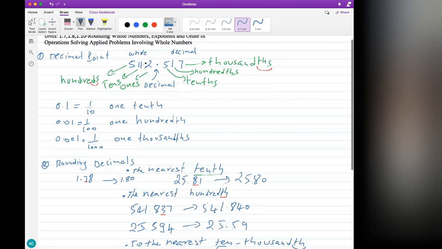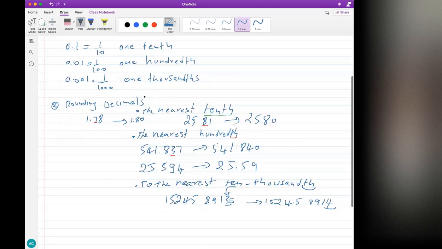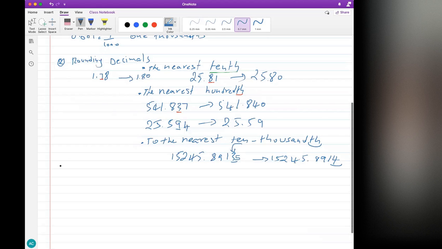Let's do that now. Okay, so this is decimals. Now I'm just gonna do rounding of whole numbers.